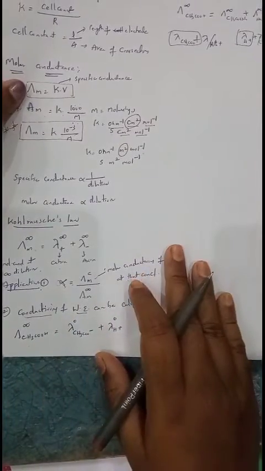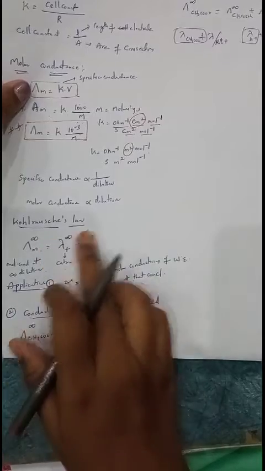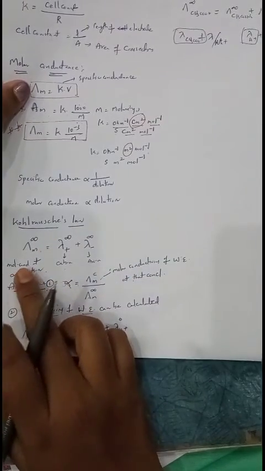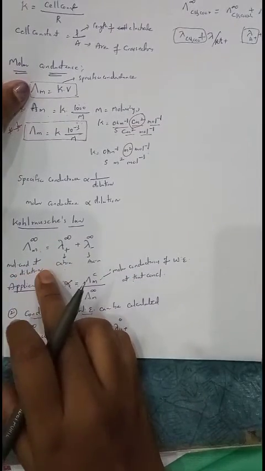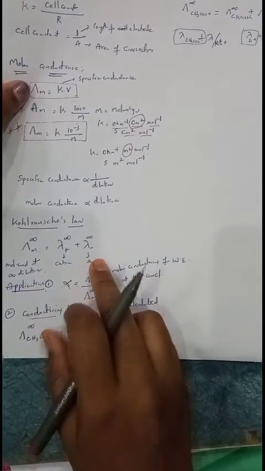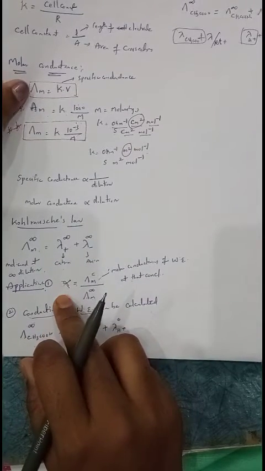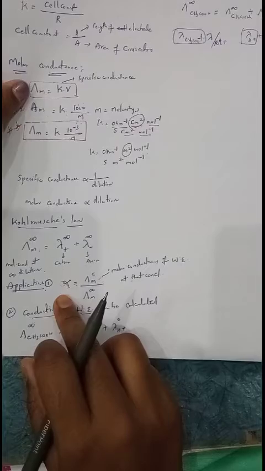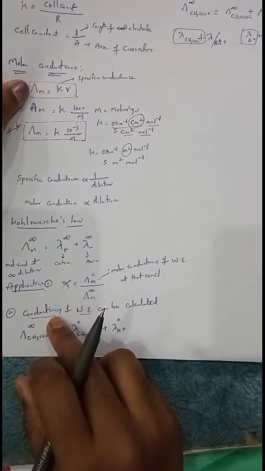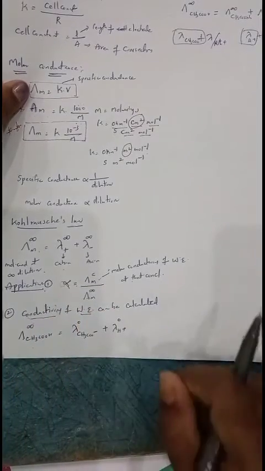Otherwise, another way is there. This is Kohlrausch law. In Kohlrausch law, you can calculate molar conductivity at infinite dilution by adding these two. Application one is it is used to find out the degree of dissociation. Another one is it is used to find out conductivity of weak electrolyte.